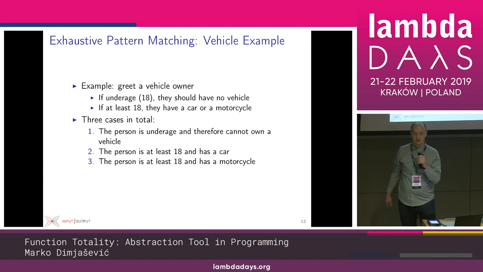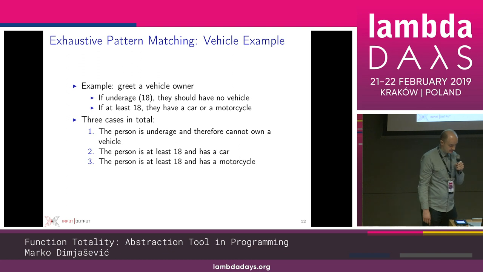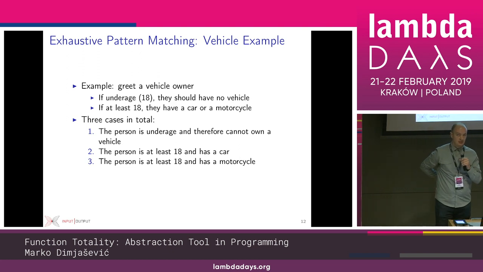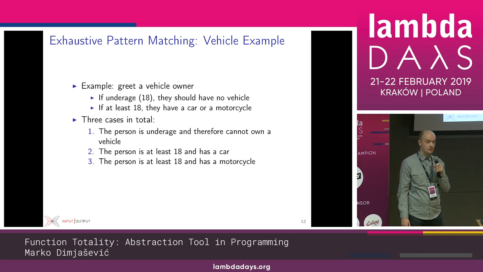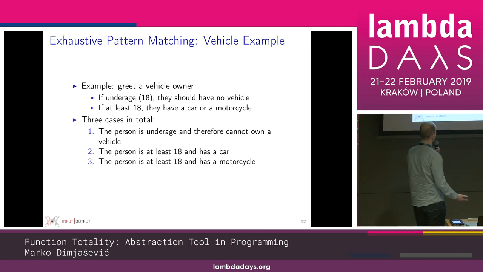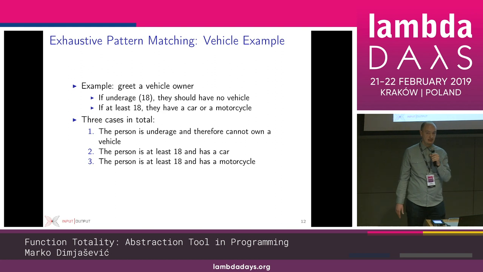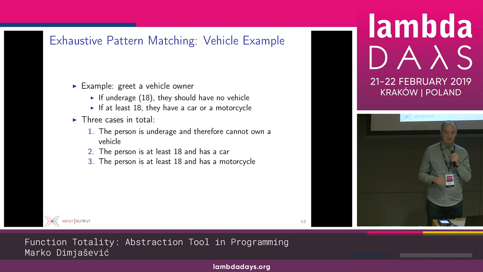So let me try to work on a slightly more complicated example. Let's say you want to write a function that greets a vehicle owner. And here is the problem description. So if you have an underage person, and let's say it's 18, then we say that this person is not allowed to own a car or a motorcycle. And then the other case is, okay, it's at least 18, and then it can have either a car or a motorcycle. So basically we have three possible cases here.